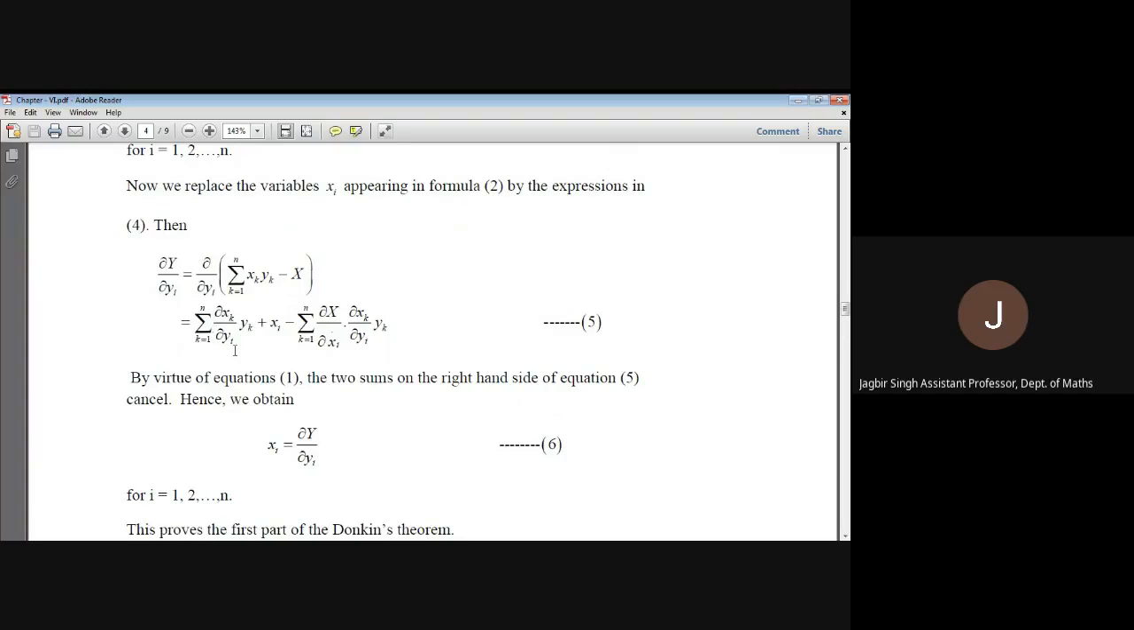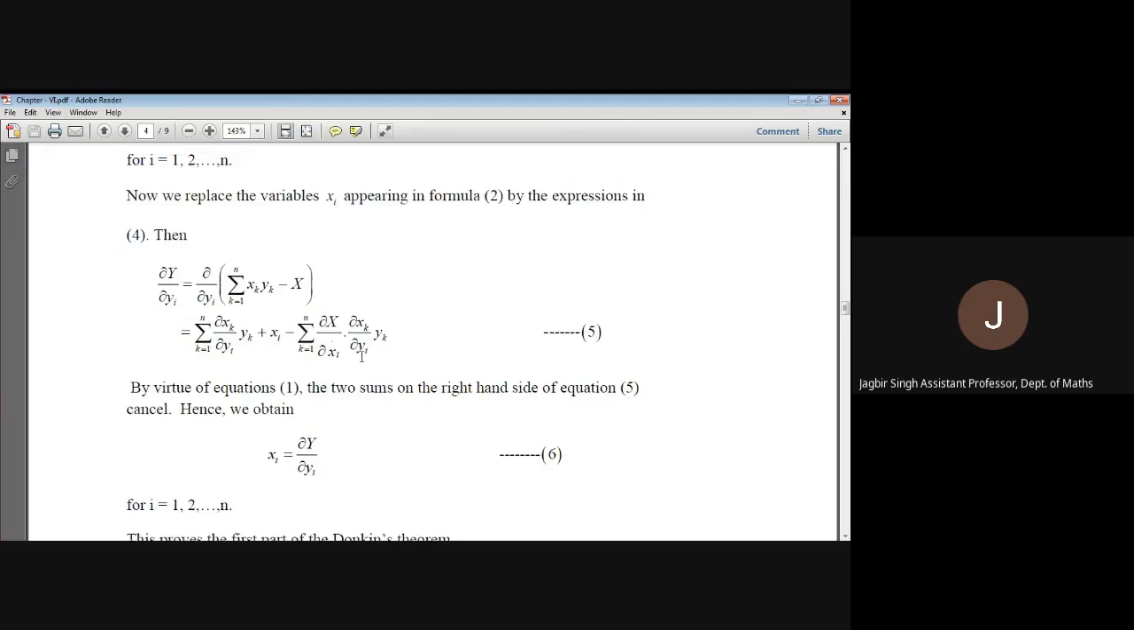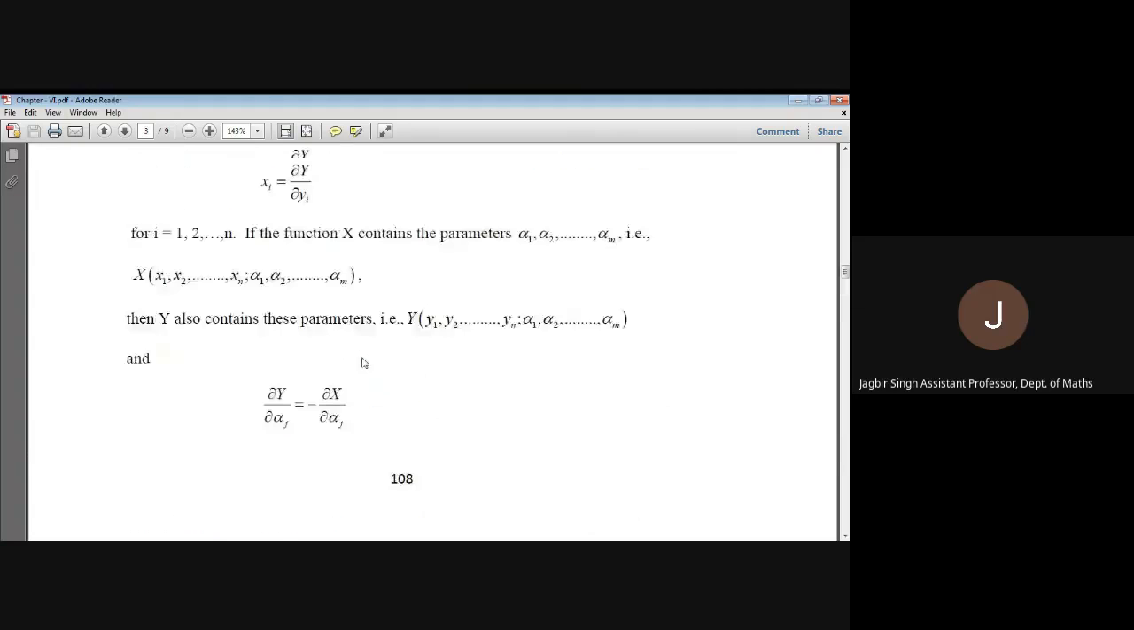And now this summation and the last summation in equation number 5 are similar. So these will be cancelled and the only term that is remaining is xi. So xi is equal to curly y by curly yi. And with this the first part is proved. Now let's move towards the second part.